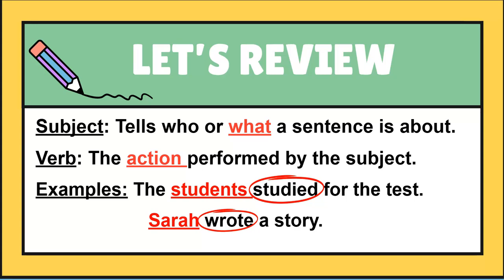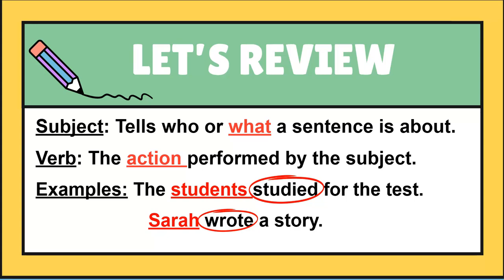Before we can really understand what active and passive voice are, there are a couple of key terms that we need to make sure we are reviewing and that we're familiar with. The first key term is subject. When I say subject, I'm talking about the part of the sentence that tells who or what the sentence is about. And then we also need to be able to identify verbs. We've talked about verbs a lot this year. We know that verbs are action words. It is the action that is performed by the subject.